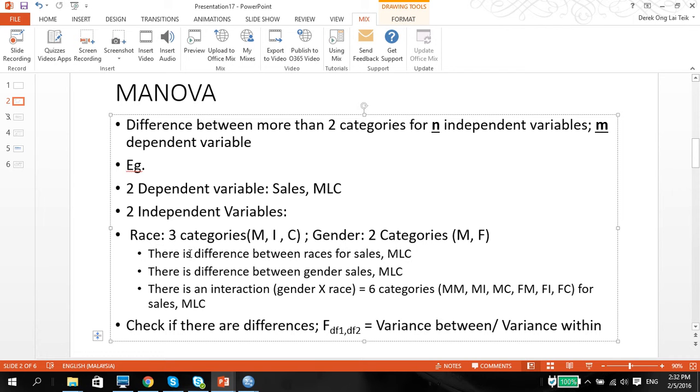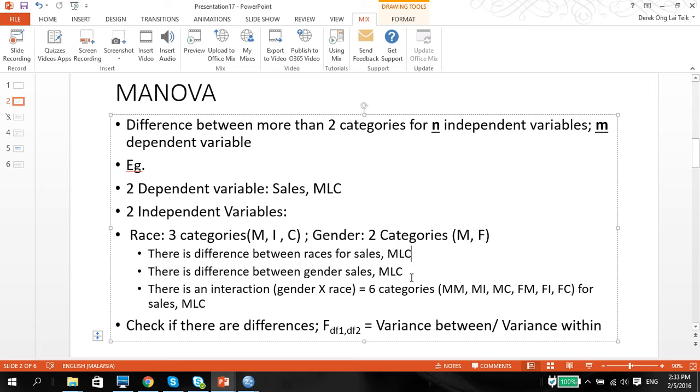And what I'm saying is, when I do my MANOVA, that there's a difference between the races in terms of sales and MLC, and there's a difference between gender in terms of sales and MLC. Also, there is an interaction between all the categories combined together, the six categories, Malay male, Indian male, Chinese male, female Malay, female Indian, and female Chinese for both sales and MLC. So we are actually doing two ANOVAs together, but we are doing it under MANOVA.